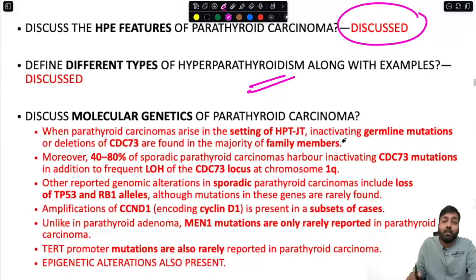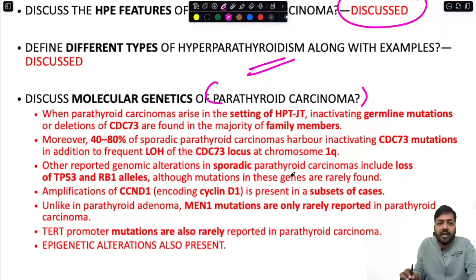Now discuss the molecular genetics of parathyroid carcinoma. So what are the molecular genetics? Let us see when parathyroid carcinoma arises in the setting of HPT-JT, that is hyperparathyroidism jaw tumor syndrome.